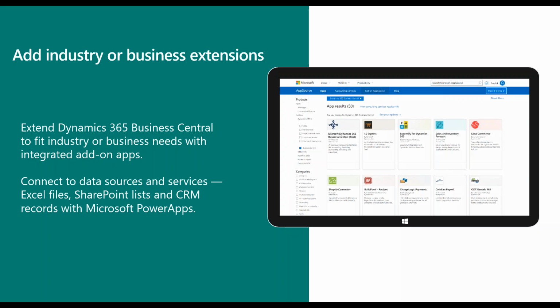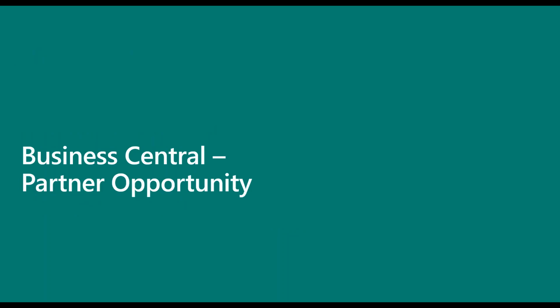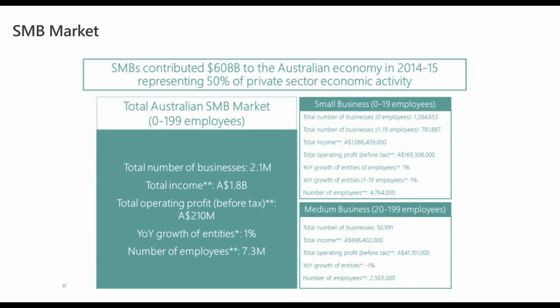Let's just have a quick talk about the Business Central partner opportunity. So today there's 781,000 businesses with 1 to 19 employees. That would be good for Business Central. There's another 51,000 that are 20 to 199 employees. And the 199 upwards, we're also selling to that market as well. So there's quite a large customer base, and anybody that's got Office 365 is a potential customer of Business Central.